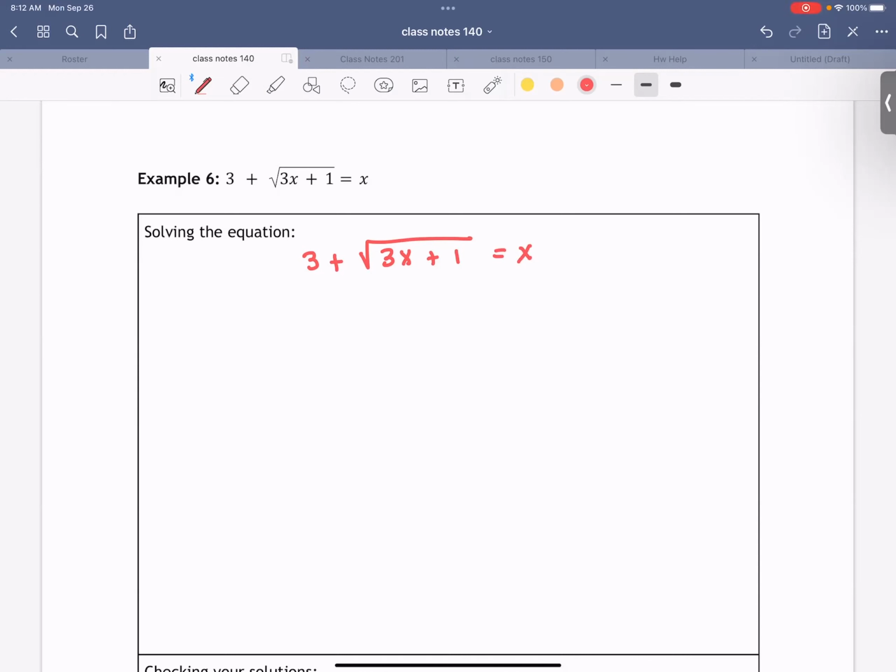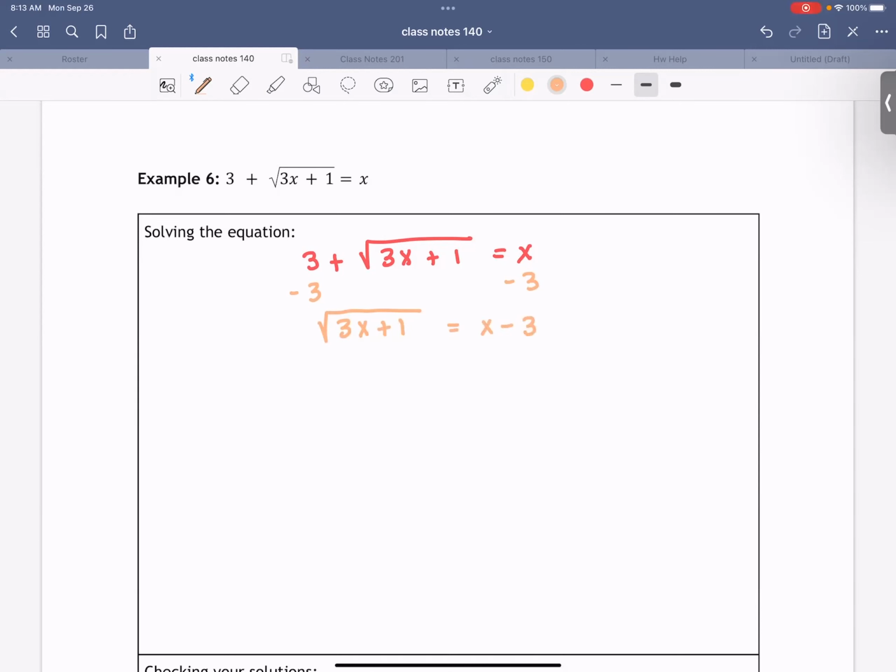Okay, taking a look at this. Can I just undo the square root right away? Or should I do something first? Not the X to the other side, but the 3 to the other side, right? Because if I have something weird in my equation, I want to get rid of it. The best advice is to get it by itself. You want to isolate it so we can undo it. So why don't we subtract 3 from both sides? So we have the square root of 3x plus 1 equals x minus 3.